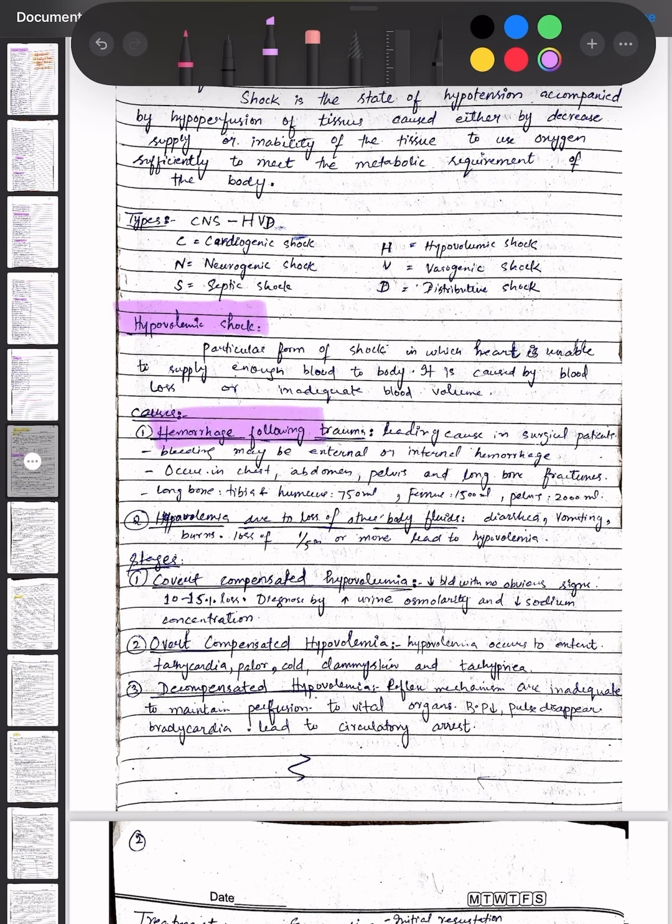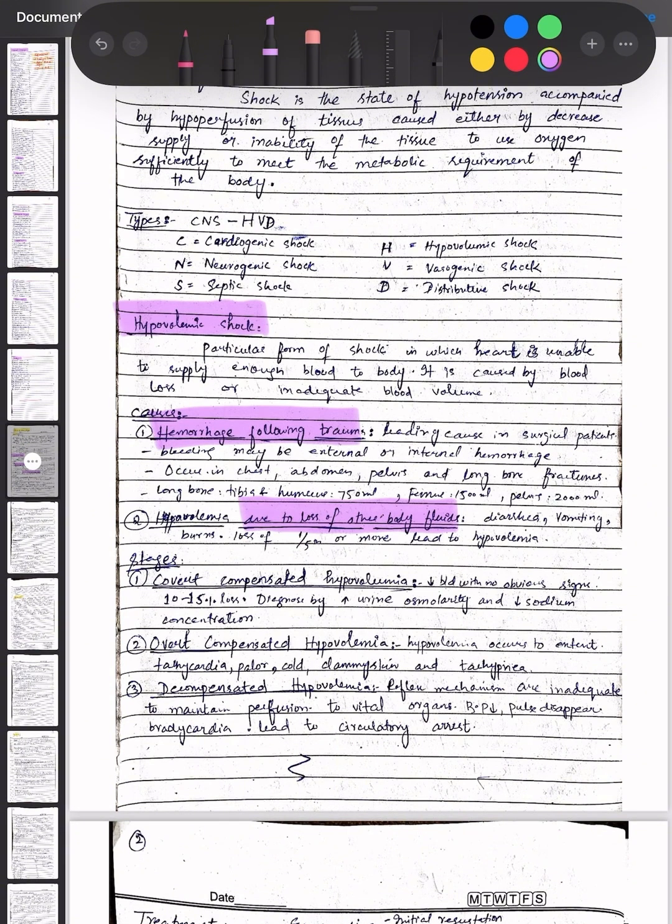Leading cause is in surgical patients. Bleeding may be external or internal hemorrhage, occurring in the chest, abdomen, pelvis, and long bone fractures. Long bones: tibia 750 ml blood loss, femur 1500 ml, and pelvis 2000 ml. Due to loss of other body fluids, this is one of the causes. Diarrhea, vomiting, burns, loss of 1/5 or more lead to hypovolemia.